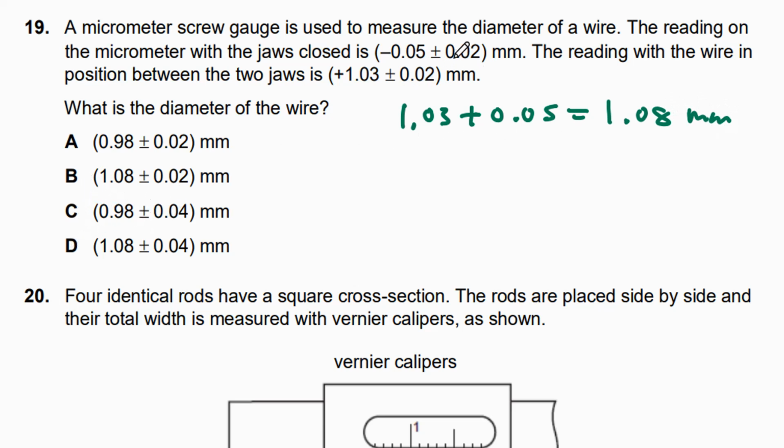What do we do with these absolute uncertainties? Remember that when we add measured values, we add the absolute uncertainty. So it's going to be 0.02 plus 0.02, which is 0.04. So it's going to be D.